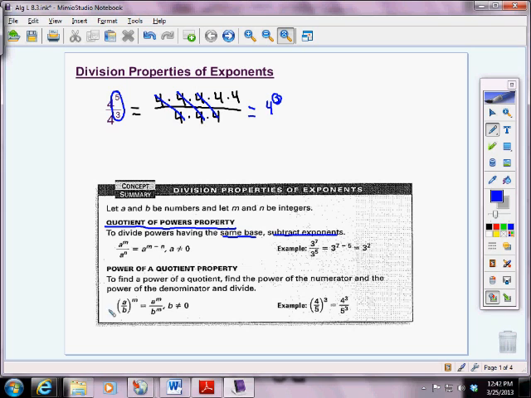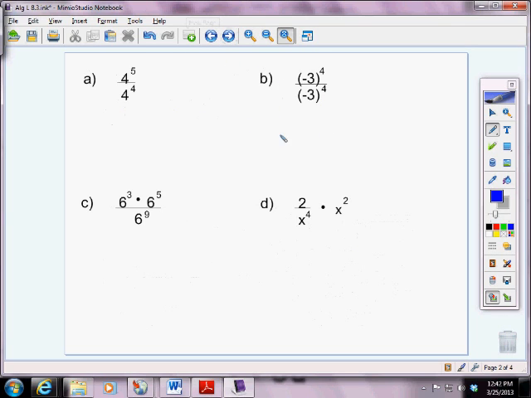We also have another property here, which is called the power of a quotient property. Again, just know how to use it. It says to find the power of a quotient, find the power of the numerator and the power of the denominator and divide. What that means is if you have a fraction or some kind of division problem, that's why I say quotient here, a over b raised to the m is like saying a to the m over b to the m. And of course, b cannot be 0 because that would be undefined. If we had 4/5 raised to the 3rd power, that's like saying 4 to the 3rd over 5 to the 3rd.